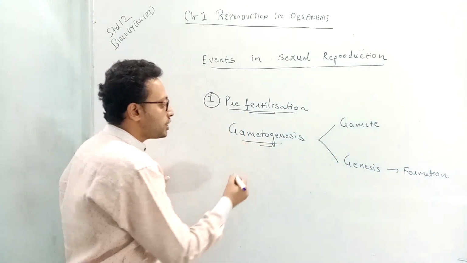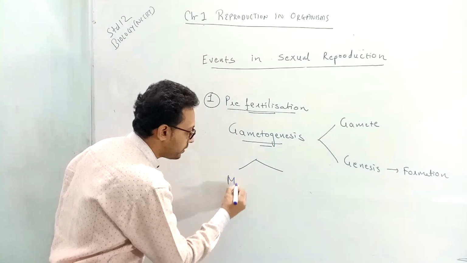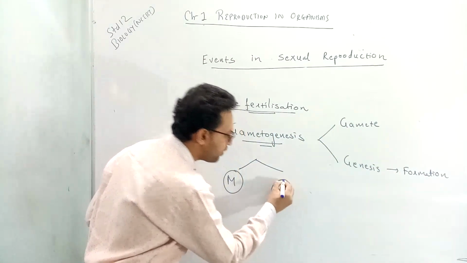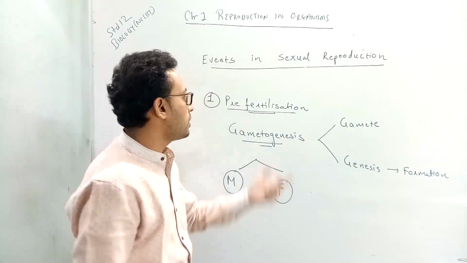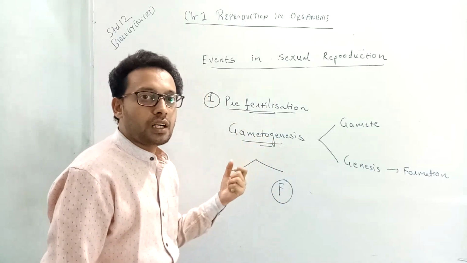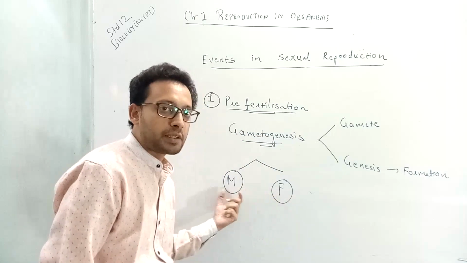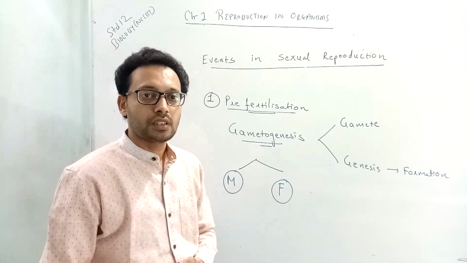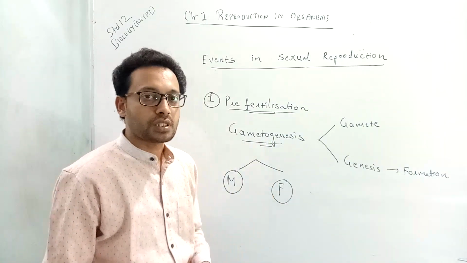Here the gametes which are going to be produced are of two distinct types. One is the male gamete and the second one is the female gamete. So if you combine this whole concept, what is gametogenesis? Gametogenesis means the process of formation of two different types of gametes, male and female gametes. That is the definition of gametogenesis.